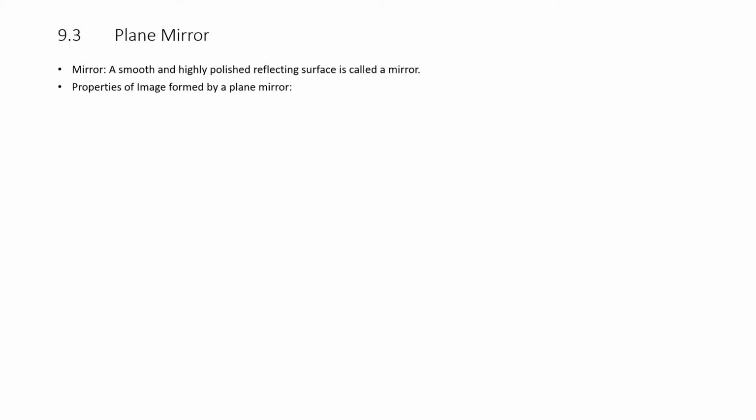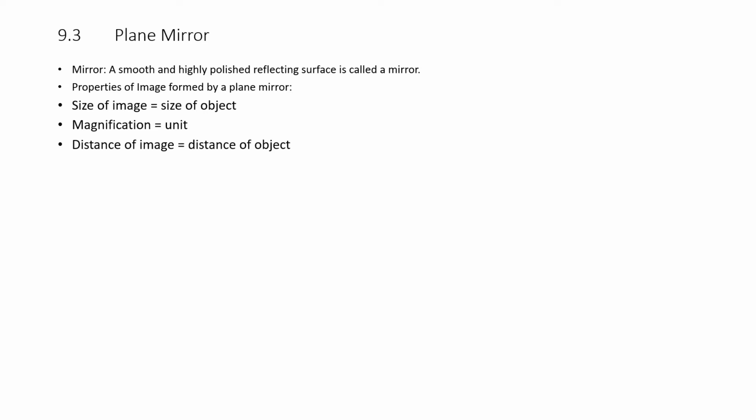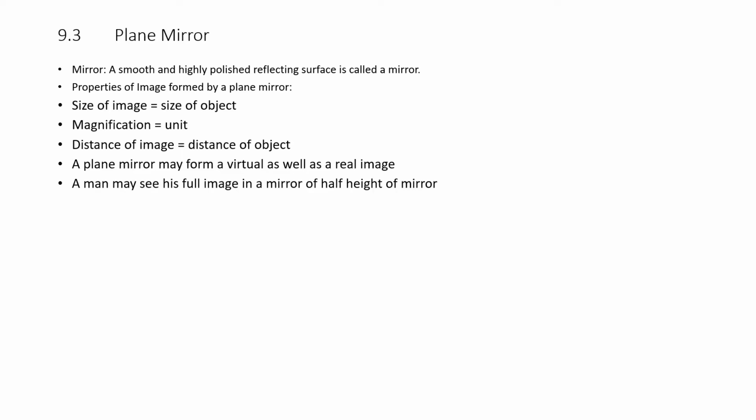Properties of the image formed by a plane mirror. First property: size of the image is equal to size of the object. Magnification is equal to unity, so magnification of a plane mirror is unity. Distance of image is equal to distance of object. A plane mirror may form a virtual as well as a real image. A man may see his full image in a mirror of half his height.